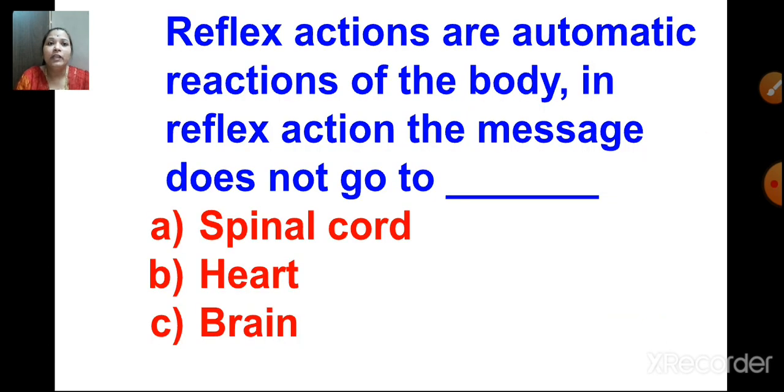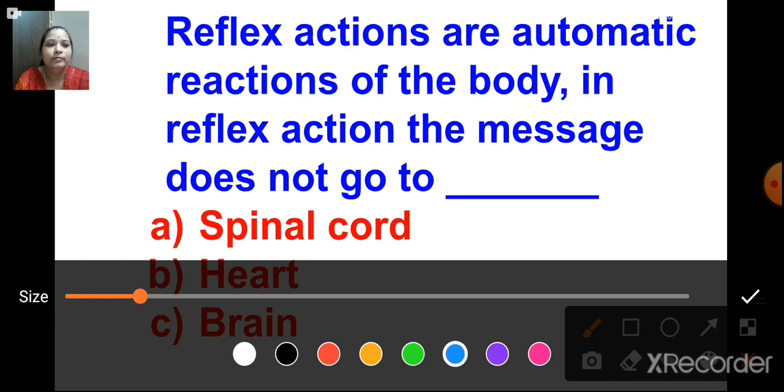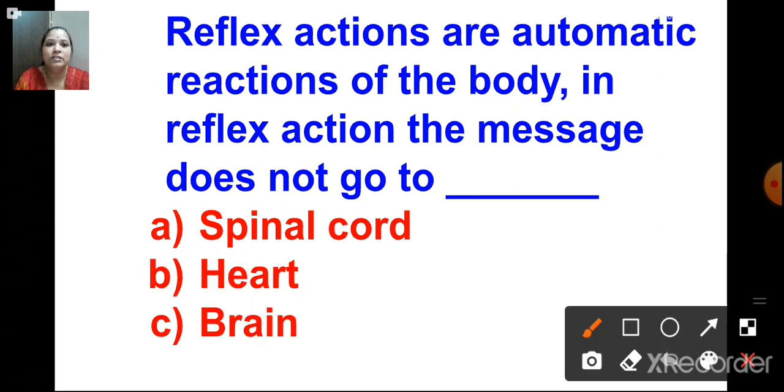Now, reflex actions are automatic reactions of the body. In a reflex action, the message does not go to dash. The options are spinal cord, heart or the brain. So, what is the answer, children? The answer is C. Brain. In reflex actions, the message does not go to the brain.